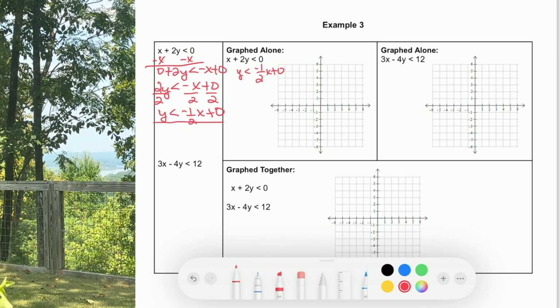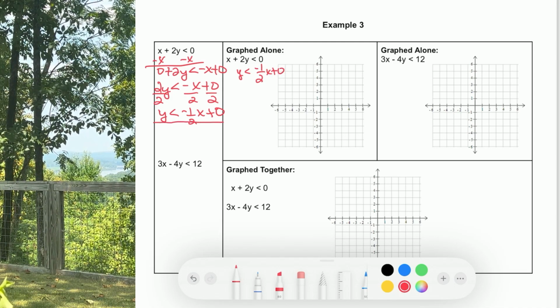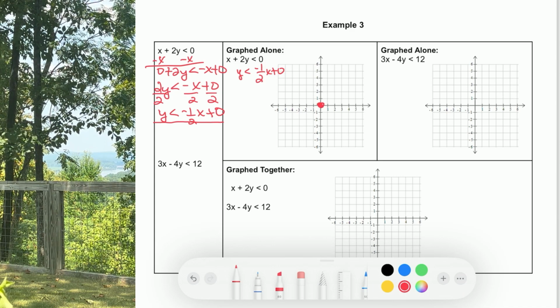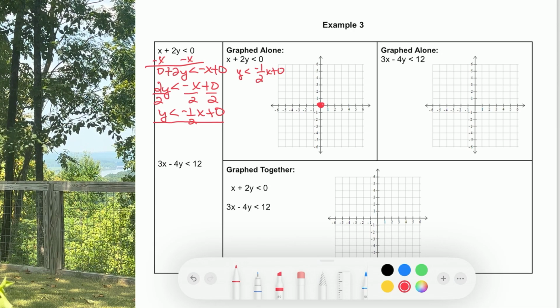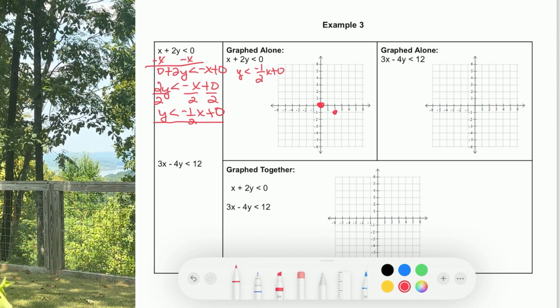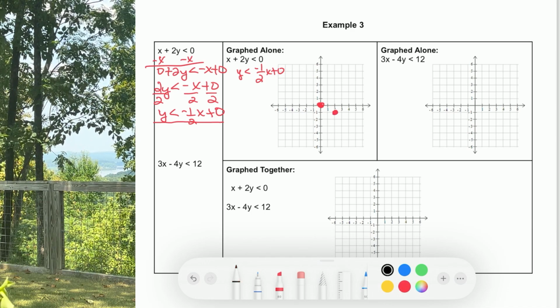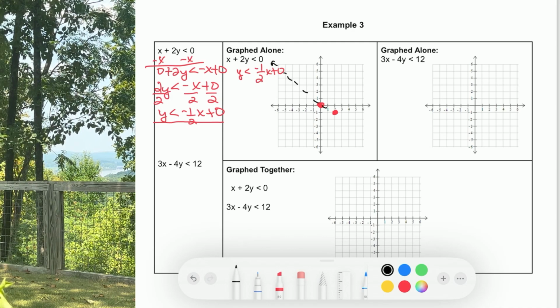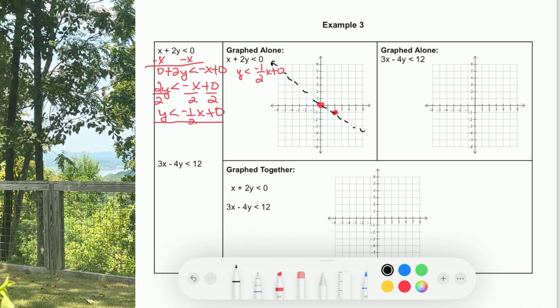Let's go ahead and graph that one. So 0, oh, that's my origin. So I'm not going to be able to use that as my checking coordinate. I'm going to have to use a different one. But I'm going to go ahead and use my slope to find my second coordinate, down 1/2. This is going to be a dotted line because of our inequalities. So let's go ahead and do our dotted line.